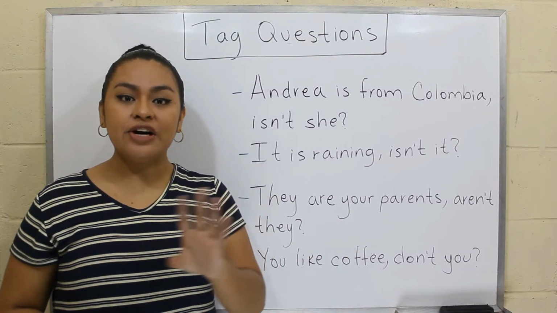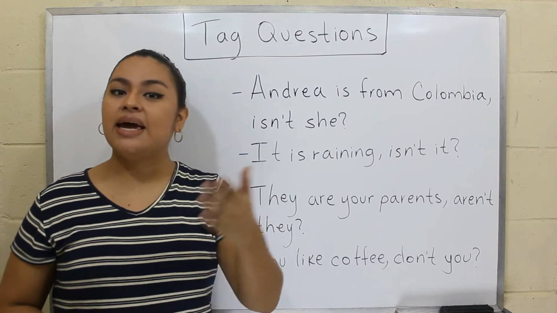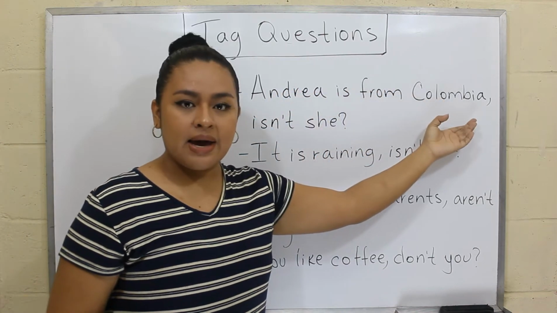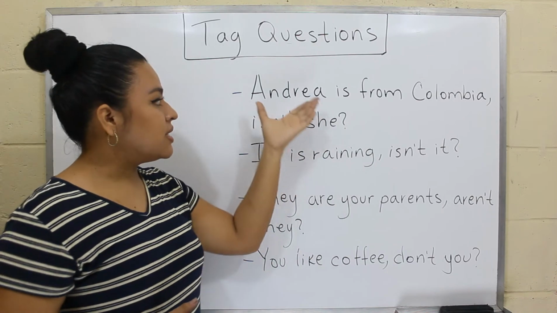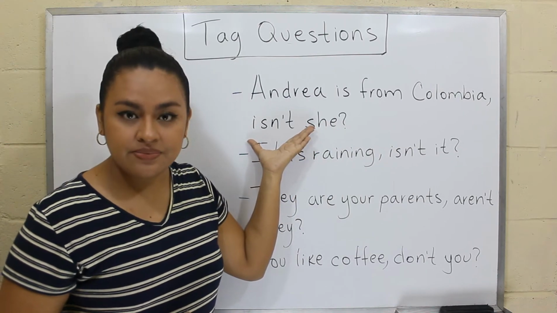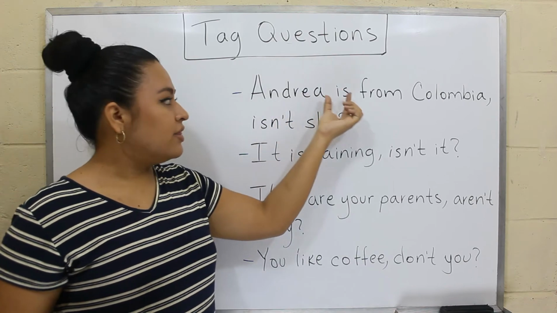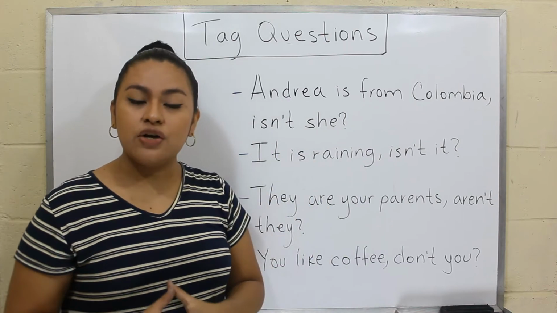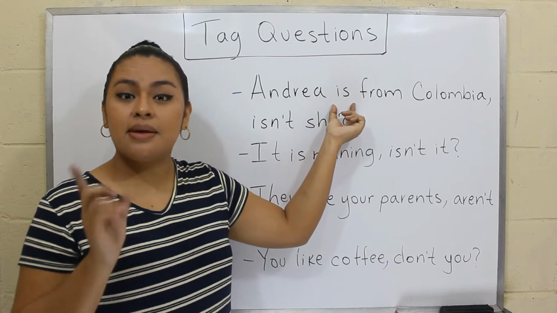So here we have 4 examples of tag questions with positive statements and negative tags. The first one: Andrea is from Colombia, isn't she? In this case, the statement is Andrea is from Colombia and the tag is isn't she? So in this statement we have the subject Andrea, the verb is, and from Colombia the complement. So we are using the verb be in the affirmative form. And this is also the main verb.